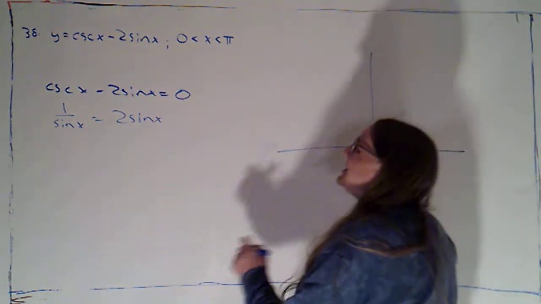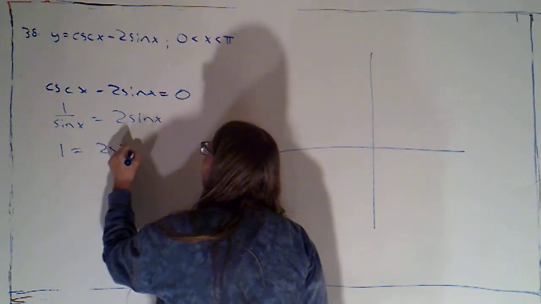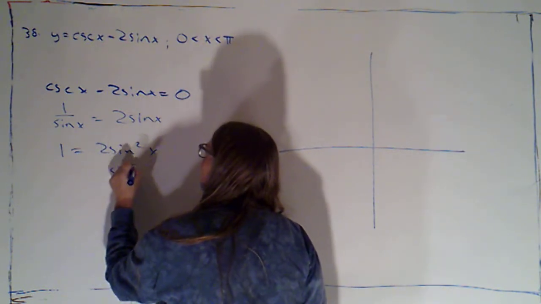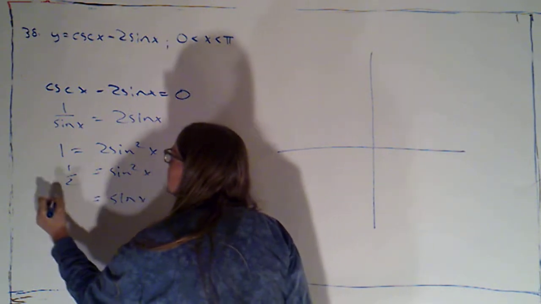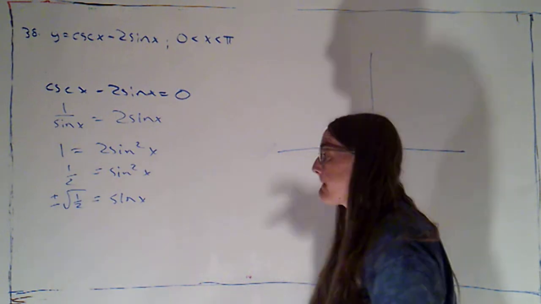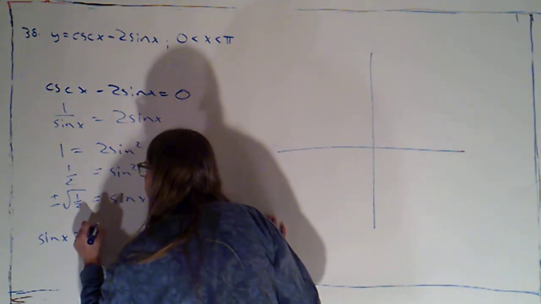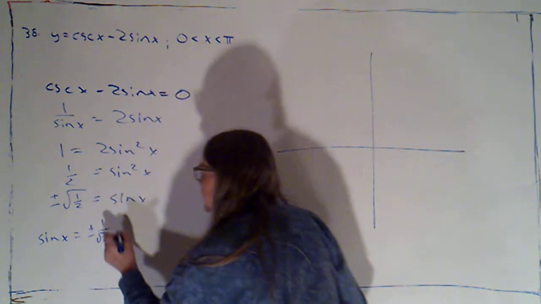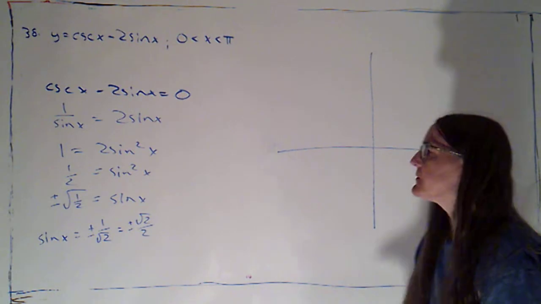Okay, so I'm going to multiply this over, so I get 1 equals 2 sine squared x. So sine squared x is 1/2. So sine of x would be plus or minus the square root of 1/2. Now, I'm going to simplify that because I recognize that value. That's plus or minus 1 over root 2. And if I rationalize, that's plus or minus root 2 over 2.